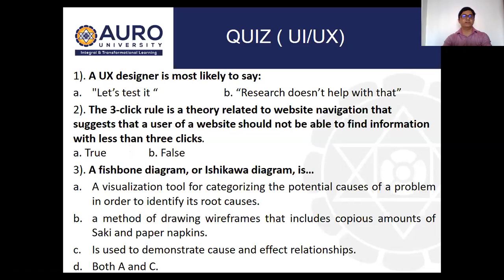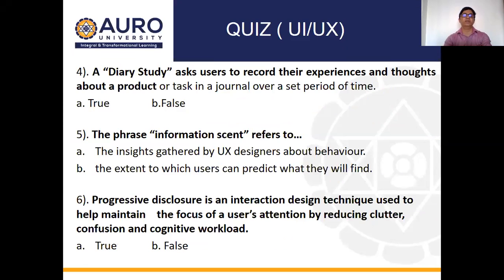Similarly, in the next two slides, we'll get some more questions. Like the fourth one: a diary study asks users to record their experiences through a journal over time, true or false. The phrase information scans, progressive discrimination.